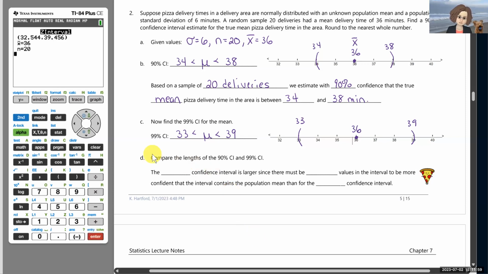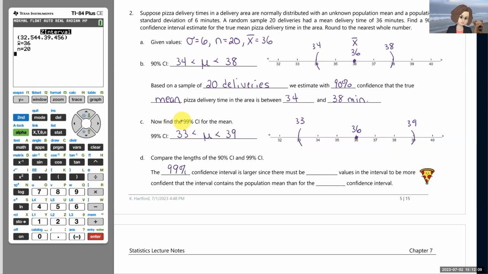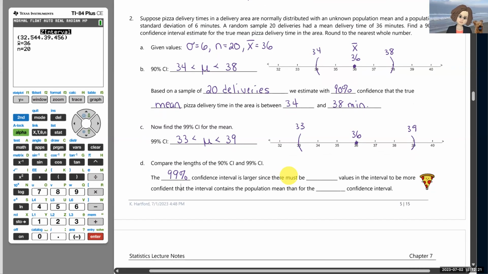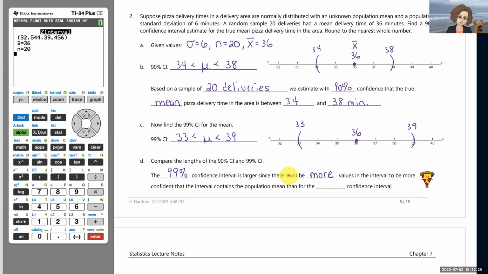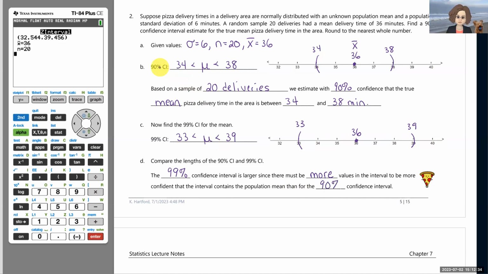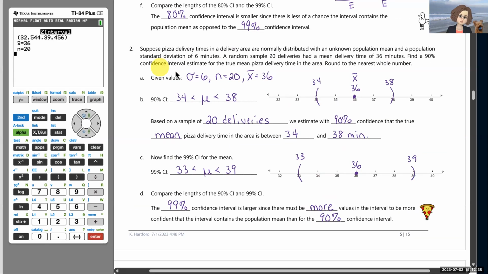So to complete the sentence here, now it says, which interval is larger? So the 99% confidence interval is larger, because if you want to be more confident your interval contains the mean, we need to give people a larger range of possible values. So the 99% confidence interval is larger, since there must be more values in the interval to be more confident it contains the population mean than for the 90% confidence interval. Okay, so the summary here is just remember that higher confidence means larger intervals.